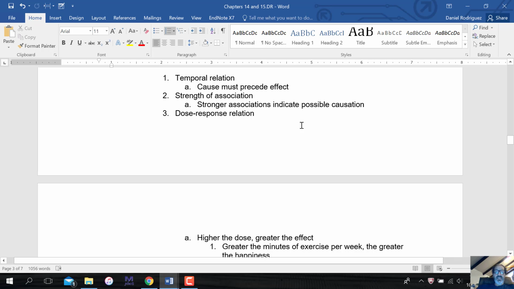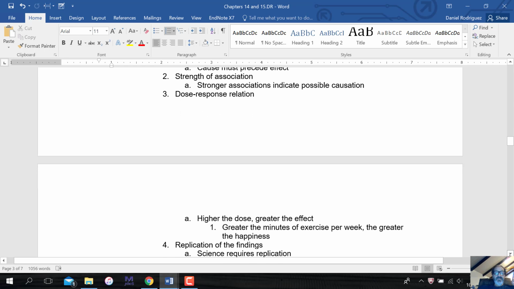Strength of association. The stronger the association, the more indicative of a plausible causation. Again, this is important because people confound correlation with causation. Correlation means that two variables are related, but that doesn't mean that they're causally related. But a strong correlation suggests a possible causal relation, which needs further investigation.